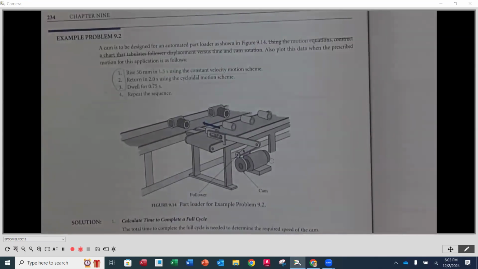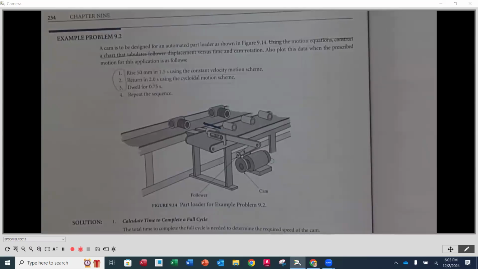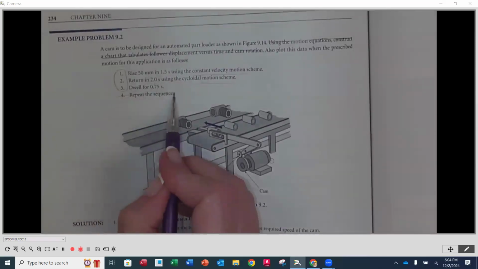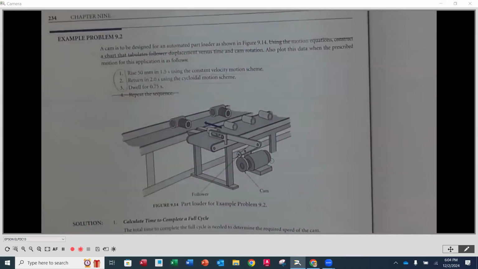Step number 1, it says we're going to rise 50 millimeters in 1.5 seconds using constant velocity motion. Number 2, it says we're going to return in 2 seconds, which means that we're going to do that full 50 millimeters in 2 seconds, but this time we're going to use cycloidal motion. So on the rise, we're going 50 with constant velocity. On the fall or the return, full 50 millimeters, we're going to take 2 seconds and use cycloidal. Then we're going to dwell for 0.75 seconds. And then after that, we're going to repeat. So that means that 4 is not part of the sequence here. We just have 3 steps in our motion: a rise, a fall, and a dwell.